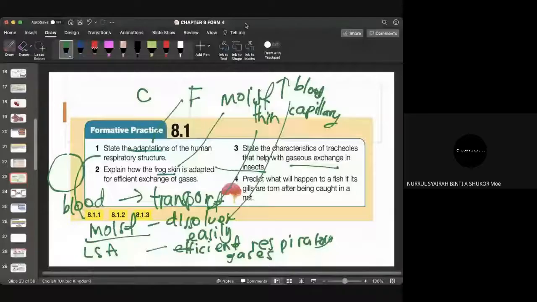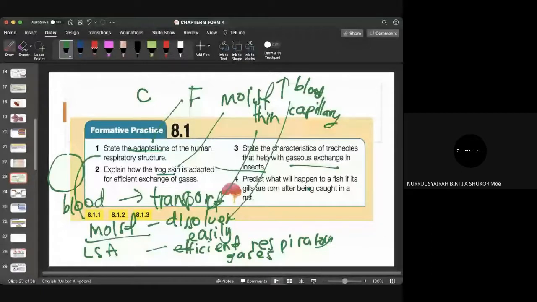Nombor 3, the characteristic of trachea that have gaseous exchange. See, sama je. Moist, trachea thin, trachea large surface area, tapi semua kena ada efficient gaseous exchange. Alright, thin untuk senang for gases to diffuse. Moist untuk dissolve. Sama je. 4, predict what will happen to a fish if its gills are torn after being caught in a net.